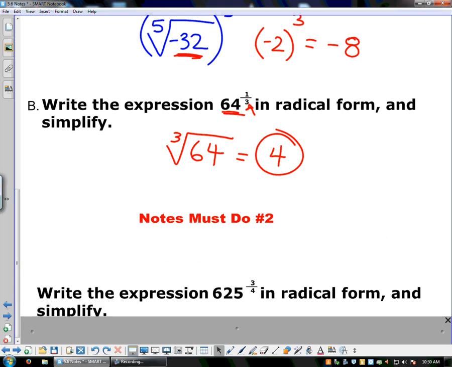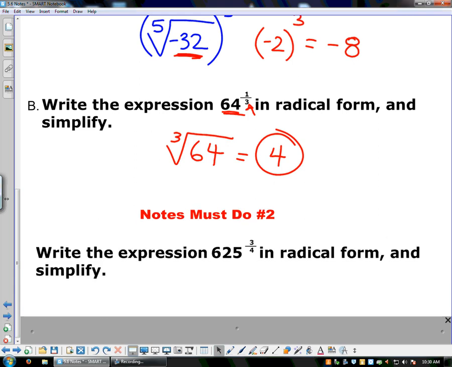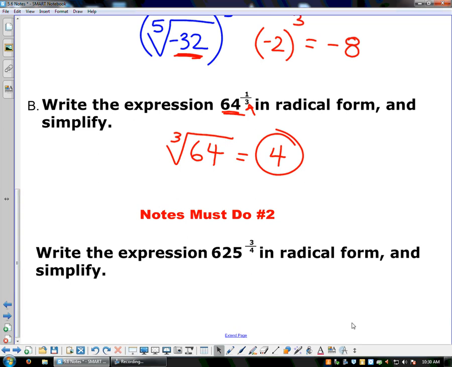All right, time for your next notes must do. Write the expression 625 raised to the 3/4 in radical form and simplify it. When you are done with that problem, continue with the rest of these notes.